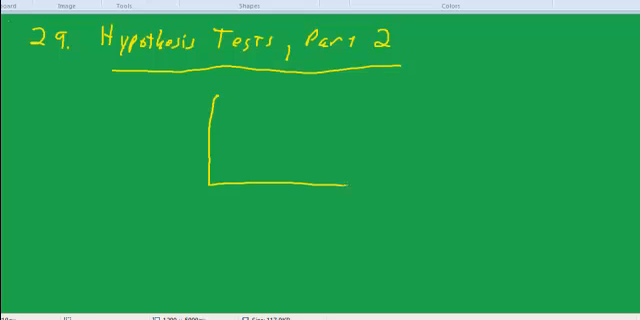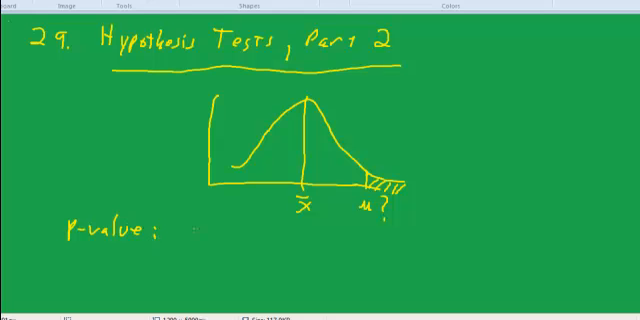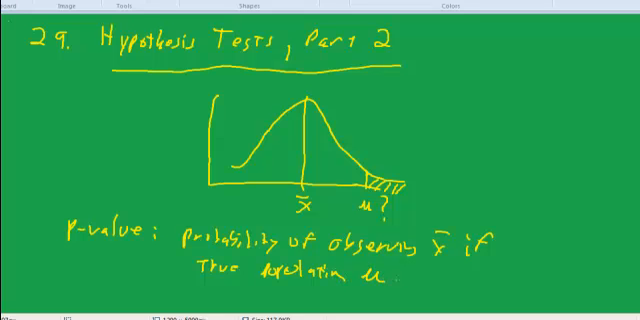Remember, statistically, all we're thinking about when we do a hypothesis test is if we got an X bar, let's say here, how likely is it that the true mu is, let's say, somewhere over here? And we calculated this probability using the sort of percentile type calculations, and we called this probability a p-value. And we said that's the probability of observing X bar if the true population mu were some target value.